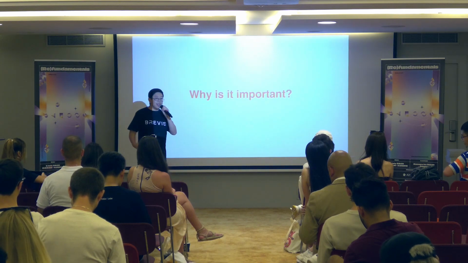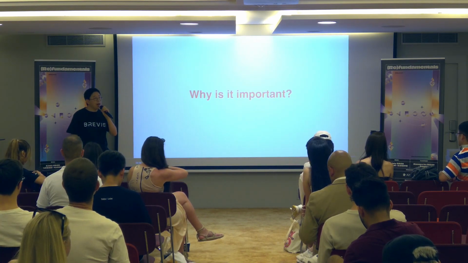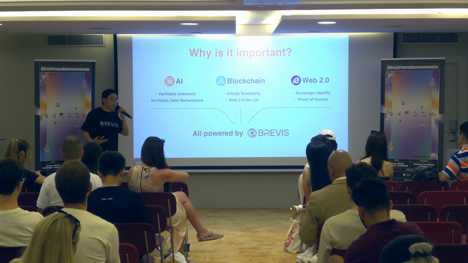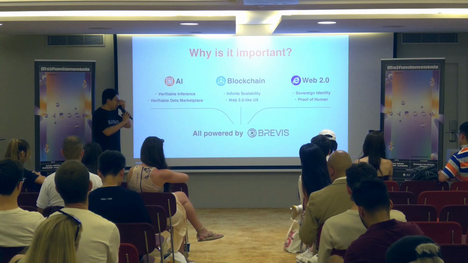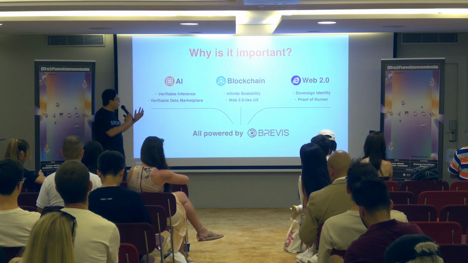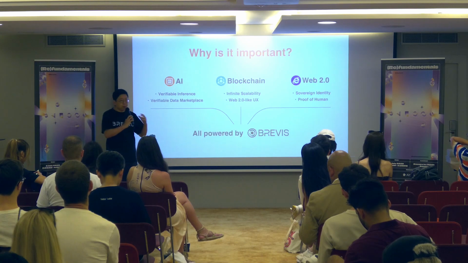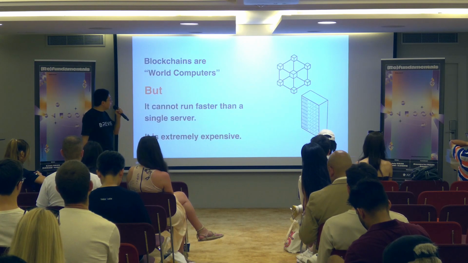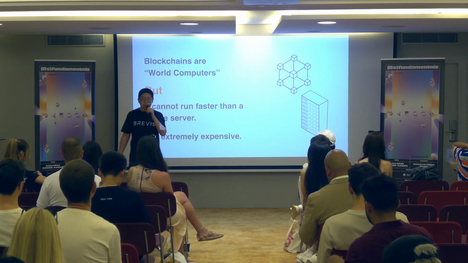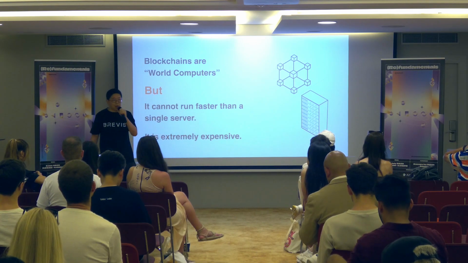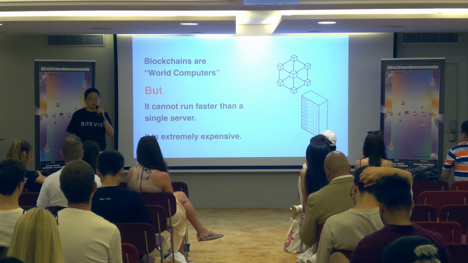So why are these kind of things important? Why is verifiable computing important, and why are we building a very general framework to enable verifiable computing? Well, because Brevis can actually power a lot of different use cases in blockchain, AI, and Web 2. So let me start with the blockchain side. We all know blockchains are world computers, but they are insanely slow and very expensive computers. They cannot run even faster than a single server.